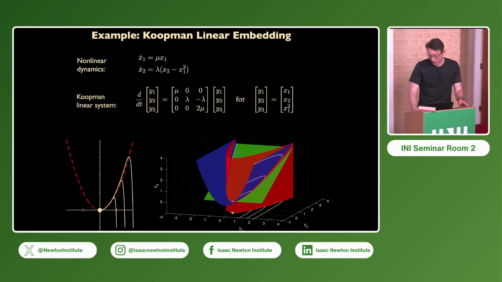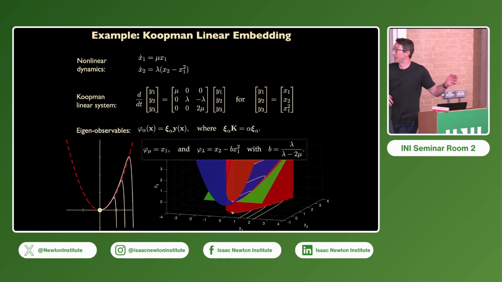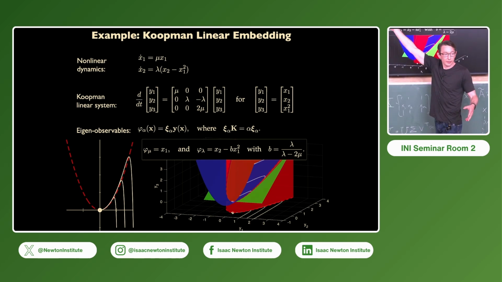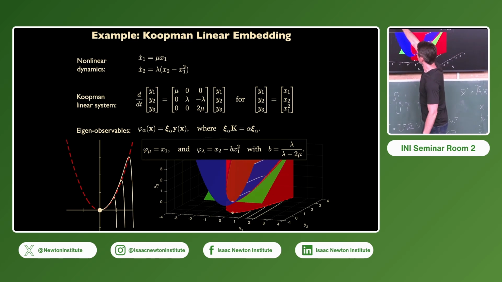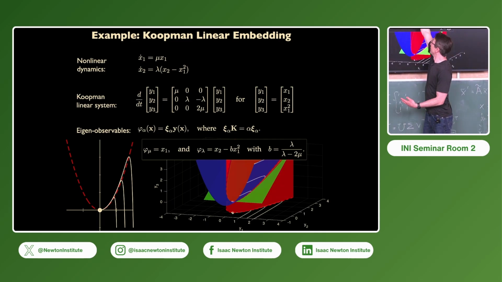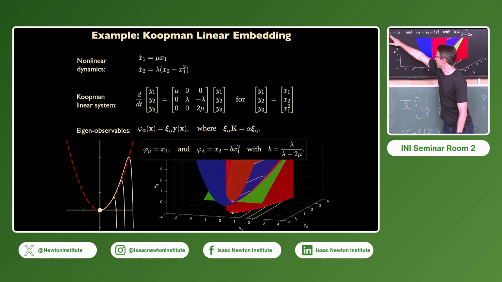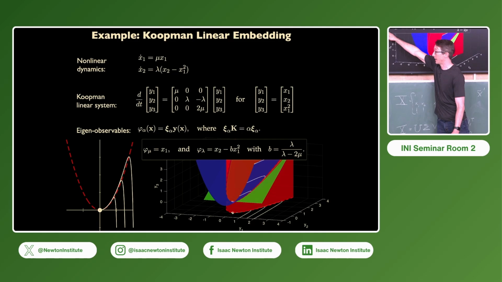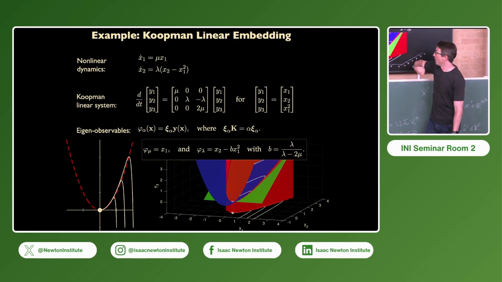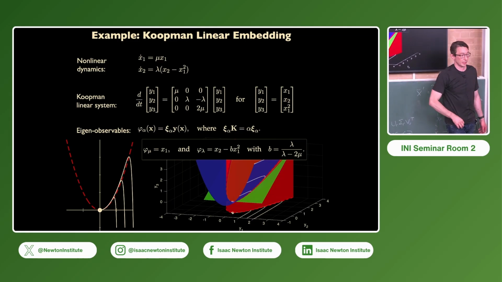And even further, you could compute the eigenvectors and eigenvalues of this K matrix, this 3 by 3, and diagonalize it and pull out the leading eigenvector, and that would correspond to an eigenfunction. An eigenvector of this matrix has an x1 and x2 and an x1 squared, so you can add those up and get an eigenfunction. And so my two eigenfunctions are: the eigenfunction corresponding to eigenvalue mu is just x1, and the eigenfunction corresponding to eigenvalue lambda is x2 minus b x1 squared.